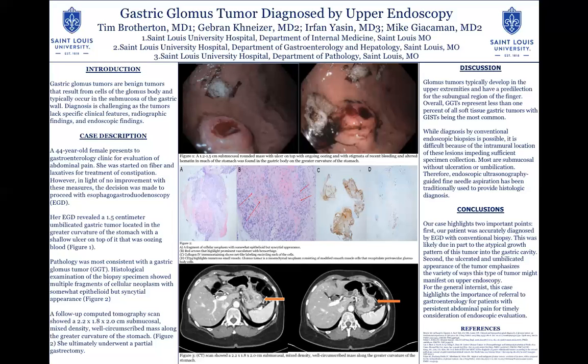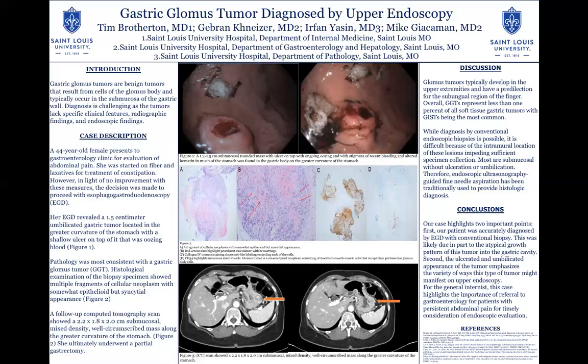Our case highlights two important points. First, our patient was indeed accurately diagnosed by EGD with conventional biopsy, which may have been due to the atypical growth pattern of the tumor. You can see it's very clearly protruding into the gastric lumen, so this likely allowed for our endoscopist to more easily access the tumor and obtain an adequate biopsy specimen.